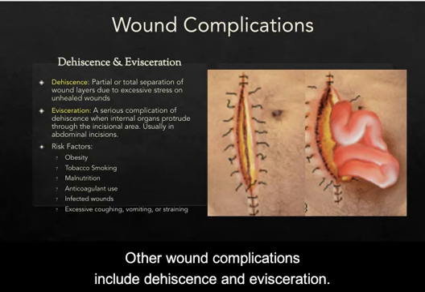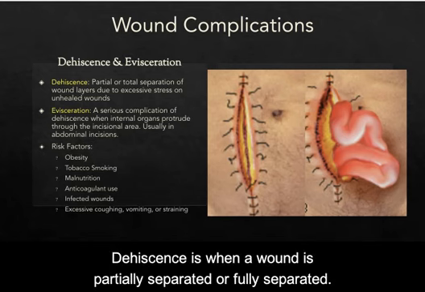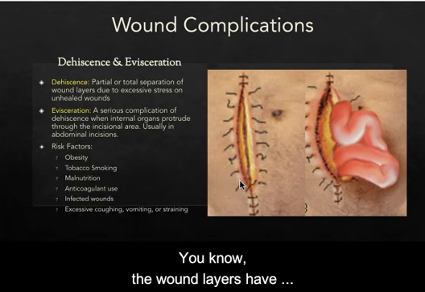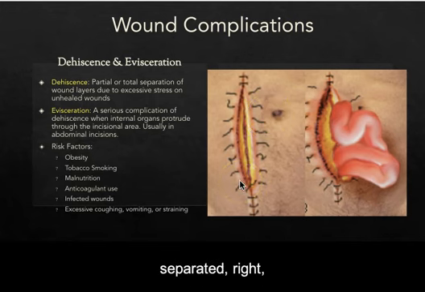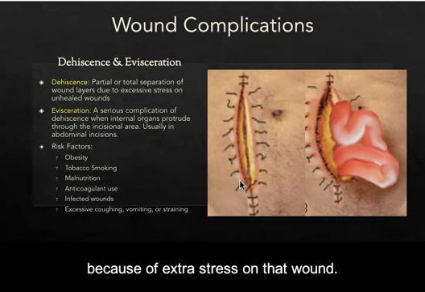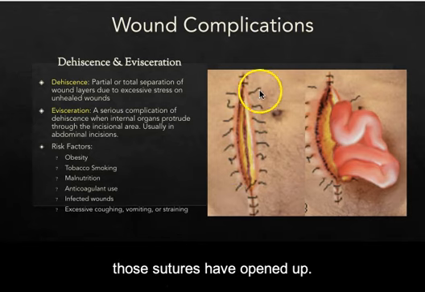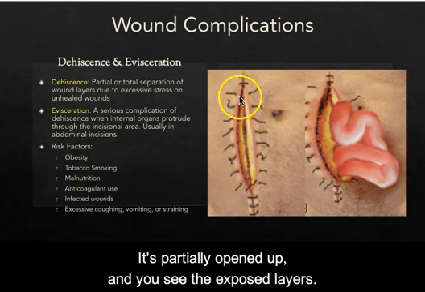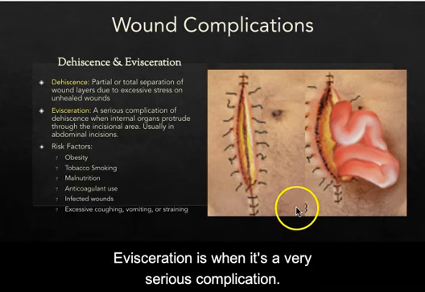Other wound complications include dehiscence and evisceration. Dehiscence is when a wound is partially or fully separated. The wound layers have separated, right? Because of stress on that wound. For example, if you notice here, the sutures have opened up, it's partially opened up, and you see the exposed layers. This is called dehiscence.